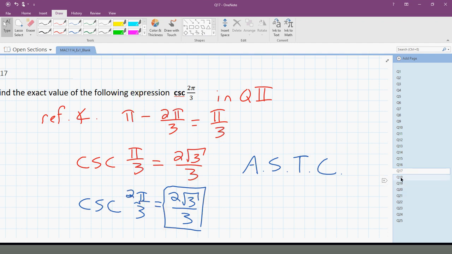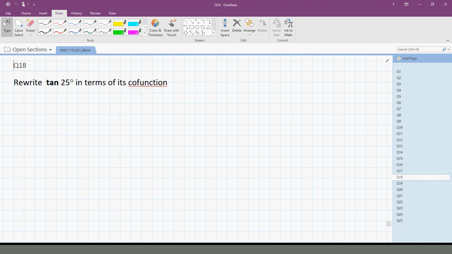All right, number 18. So it says write the cofunction, but that's pretty easy. Because remember, all you got to do is basically take 90 minus your angle and just know who the reciprocal of this guy was. So who's the reciprocal of tangent? Cotangent. And then all we got to do is take 90 minus 25.